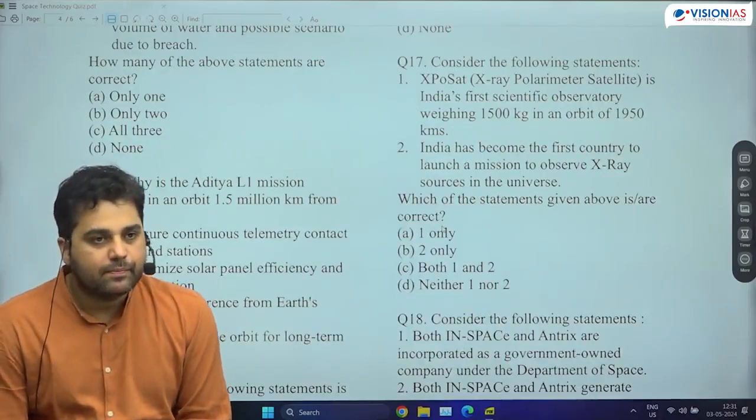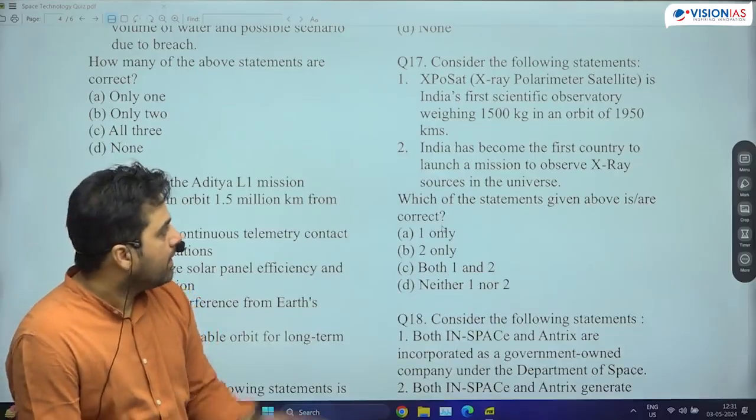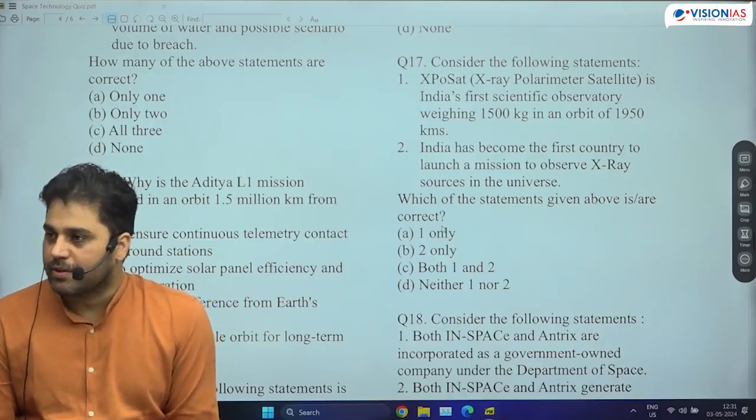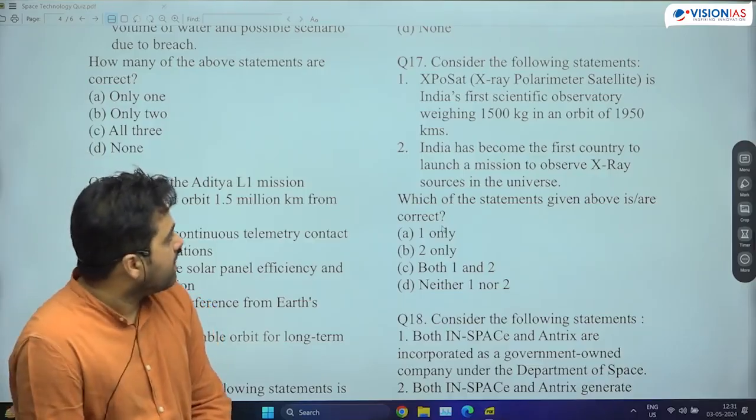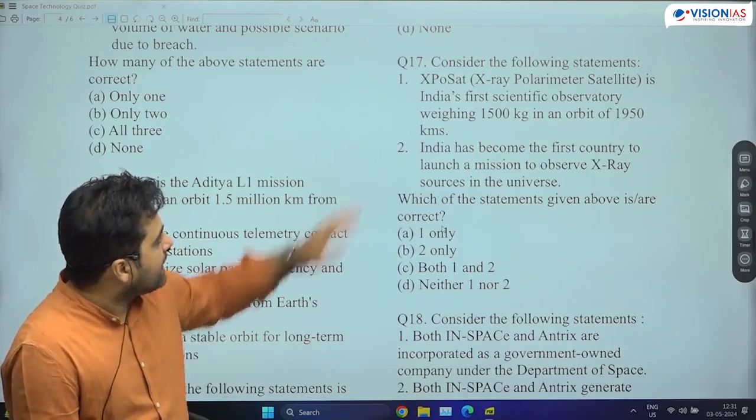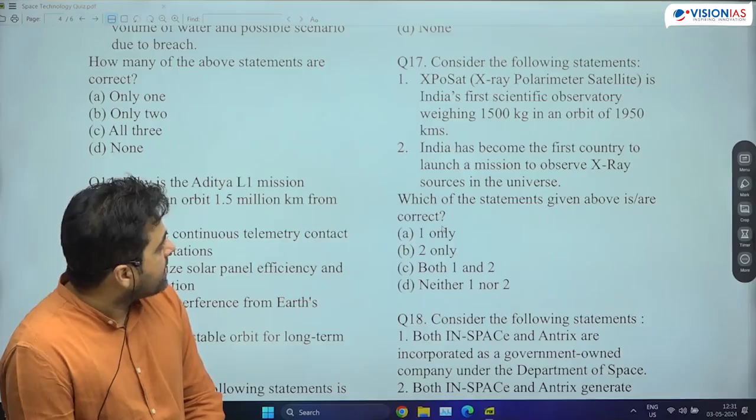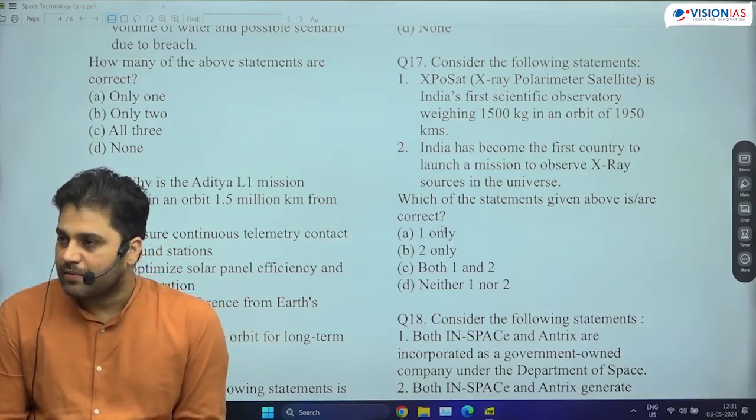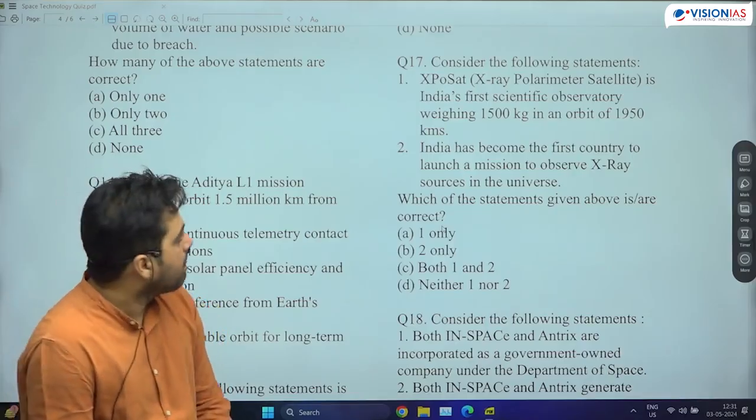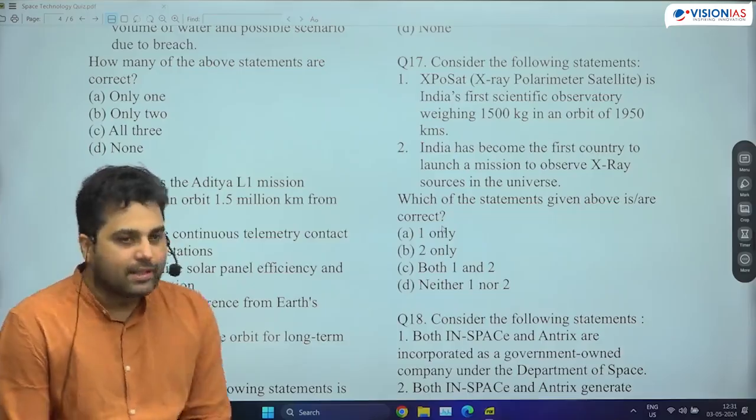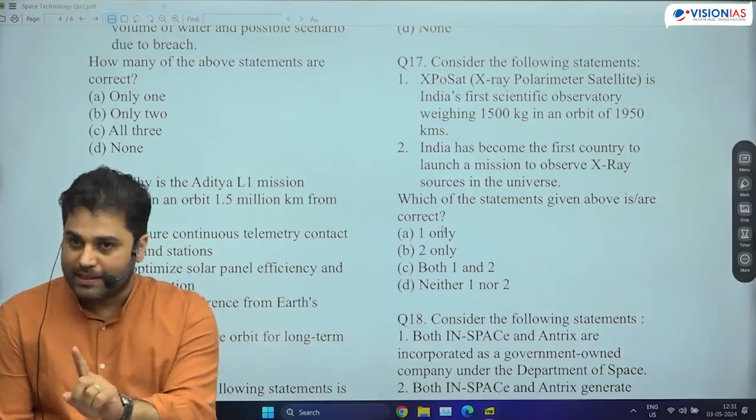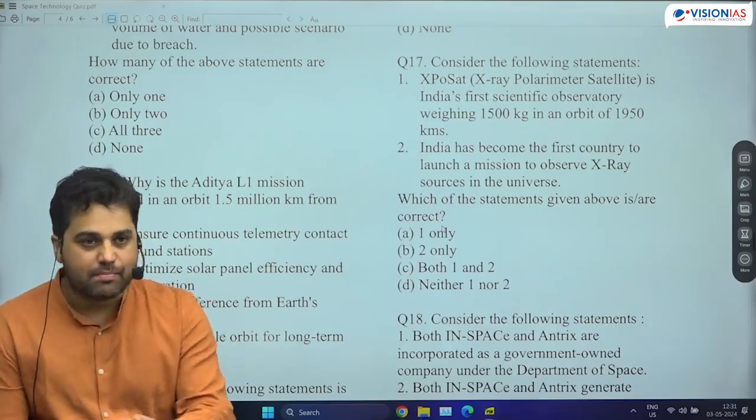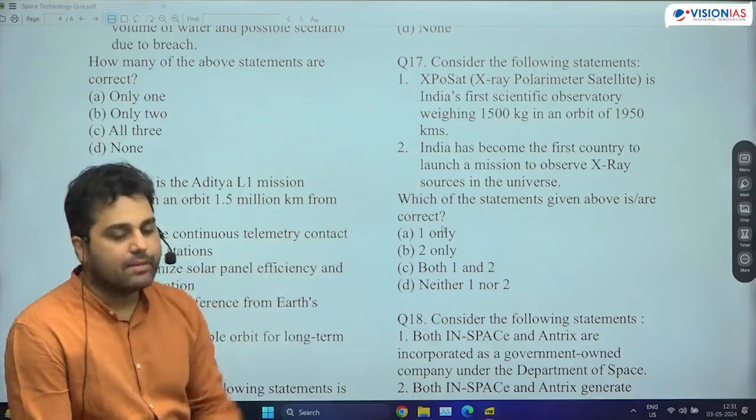Question 17. It may seem like a factual question, but it is not at all a factual question. In the first statement, there are so many wrong things. Exposat is India's first scientific observatory. It is not. Astrosat was the first scientific observatory. Weighing 1500 kg. Now, who remembers this? Although UPSC had asked this type of question once. Its mass is about 500 kg. That's not important. The last bit is very important.